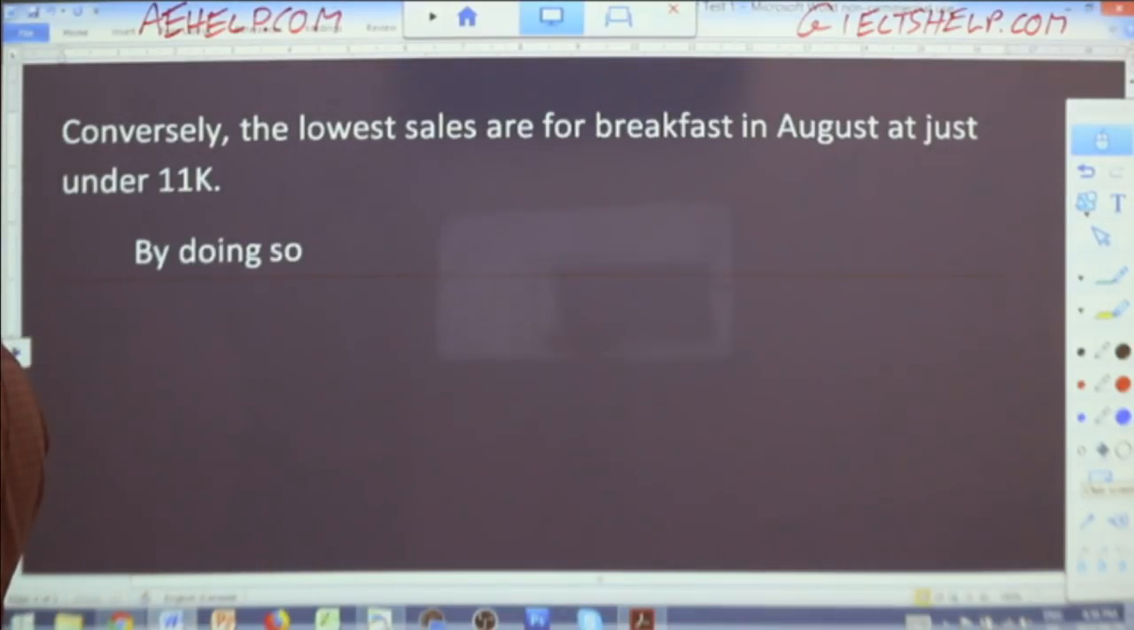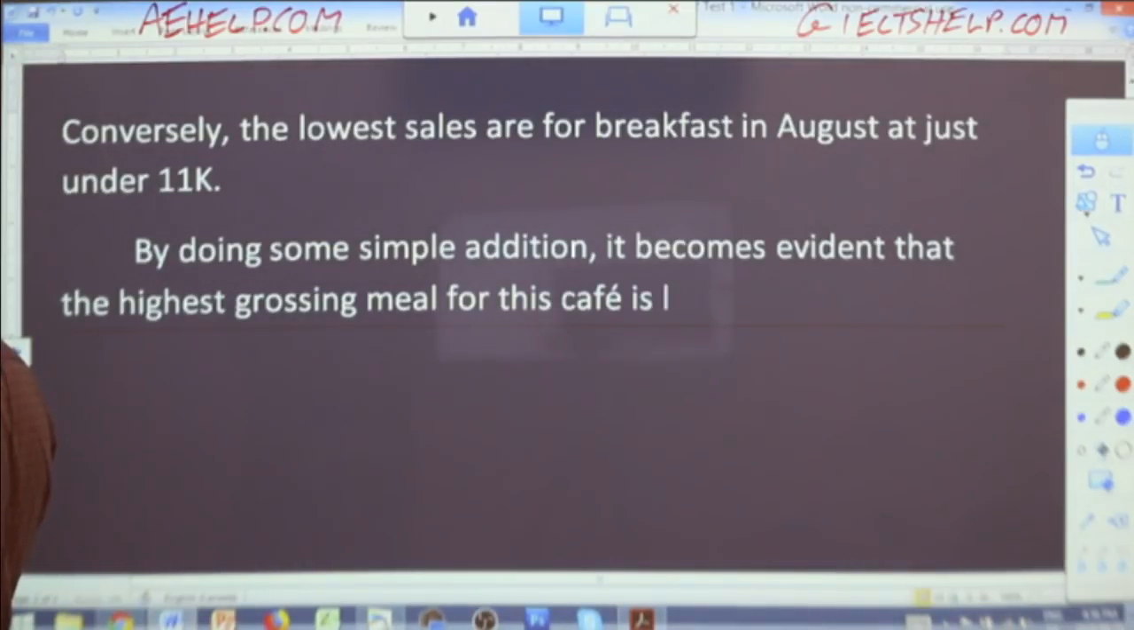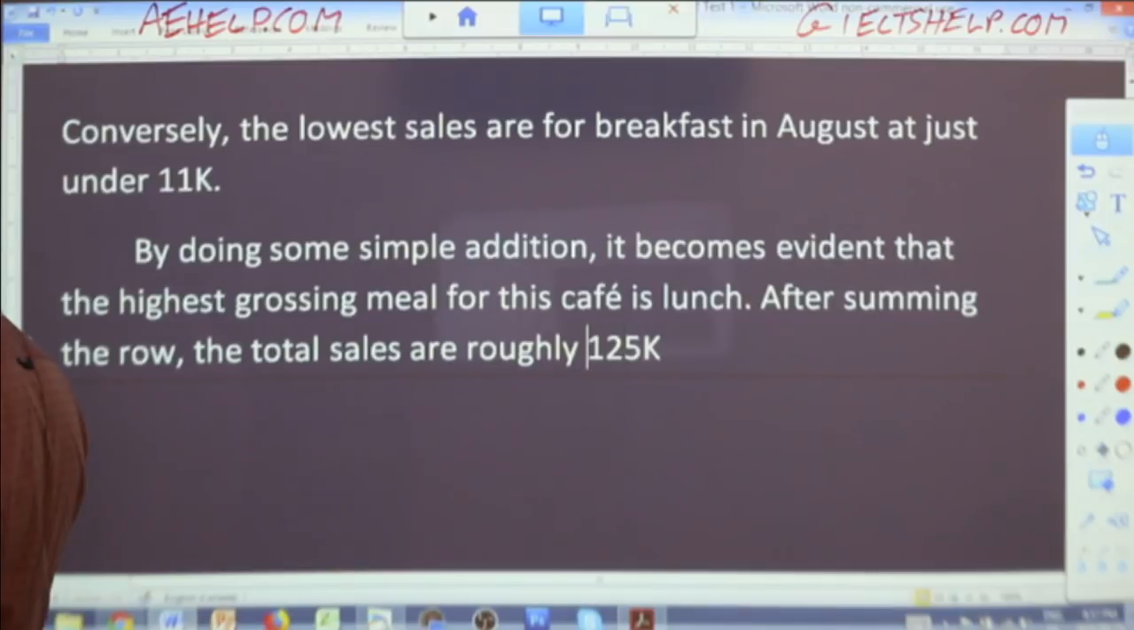By doing some simple addition, it becomes evident that the highest grossing meal for this cafe is lunch. After summing the row, the total sales are roughly 125,000.